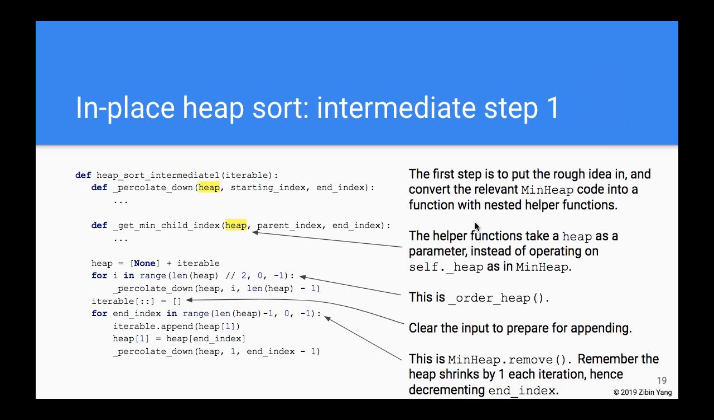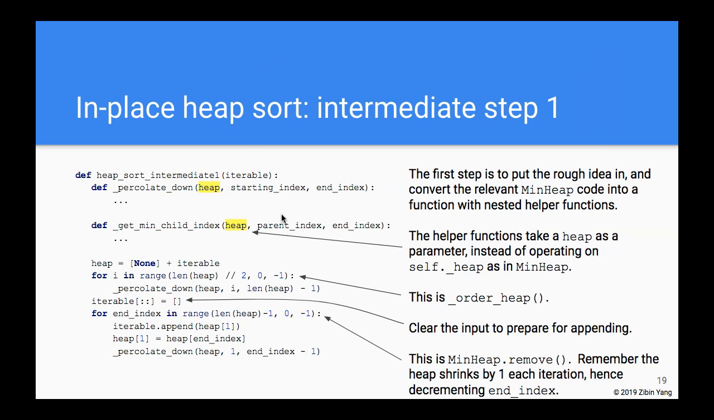So my first intermediate step is basically just to identify all the relevant code from the min heap, and then move it over into a single heap sort function with a couple of the helper functions that we need, but just keep everything else the way it was, other than to make this run so that we can test it.